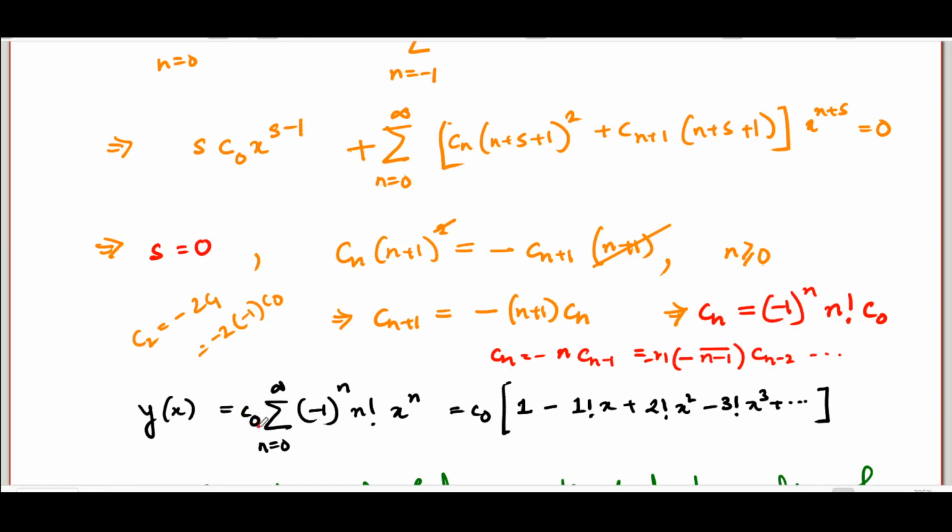It is of the form C0, which is an overall factor, times minus 1 to the n n factorial, that's what each Cn has, into x to the n. So if I expand this out a bit, I get C0 times 1 minus 1 factorial into x plus 2 factorial into x square minus 3 factorial into x cube plus, and this goes on till infinity. So fine, we have a power series solution.